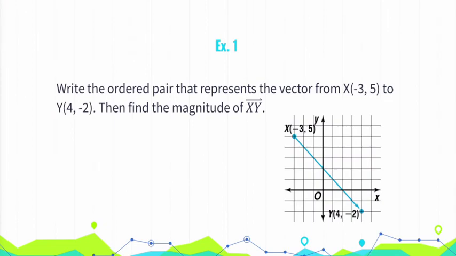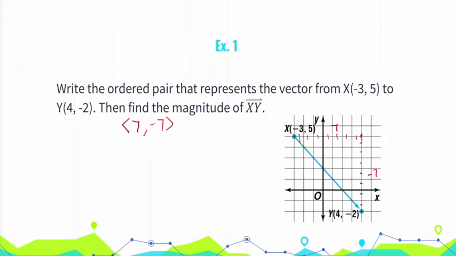Write the ordered pair that represents the vector from -3, 5 to 4, -2. Then find the magnitude of vector x, y. So it's helpful to sketch a picture here. If we sketch a picture here, we can see that this vector is going to go 1, 2, 3, 4, 5, 6, 7 in the x direction, and 1, 2, 3, 4, 5, 6, 7, -7 in the y direction. And so the vector would be 7, -7.